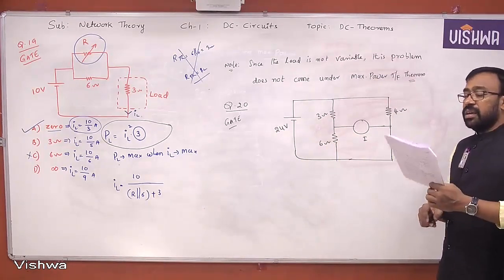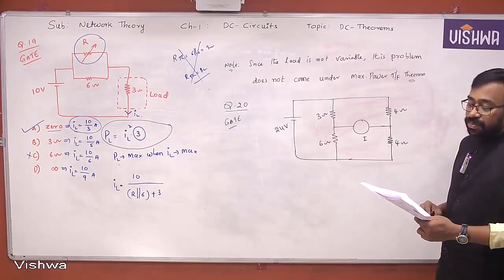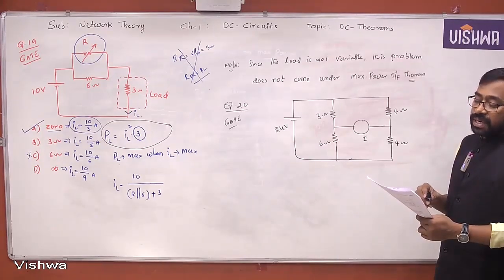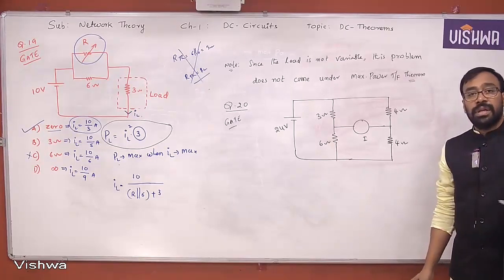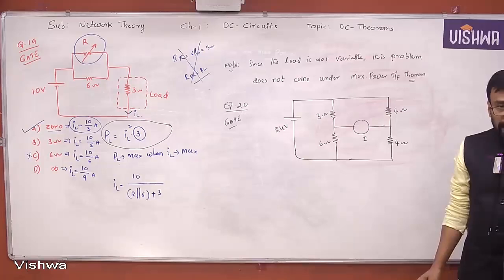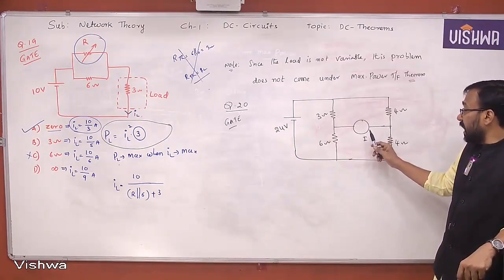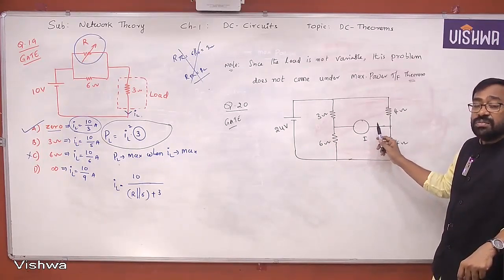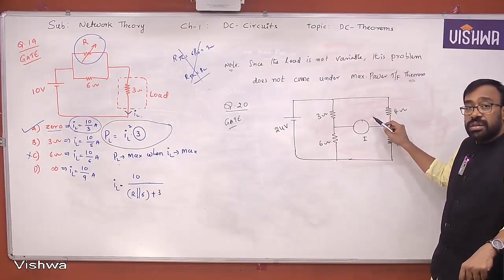Find I in both magnitude and direction so that it receives maximum power, and also find the amount of power absorbed by it. Hope all of you understand that question. Now here he is trying to transfer maximum power to the current source, and he wants to find that current source value so that it receives maximum power.